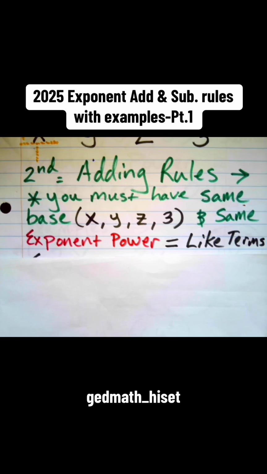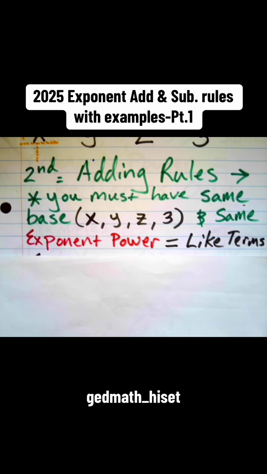So we got to keep in mind with the adding rules and subtracting rules, you must have the same base, x, y, z, 3. These are all considered the base. And then the same exponential power: to the first power, invisible 1 first power, to the second power, the third power. So you have to have the same base, the same power, and those are called like terms.